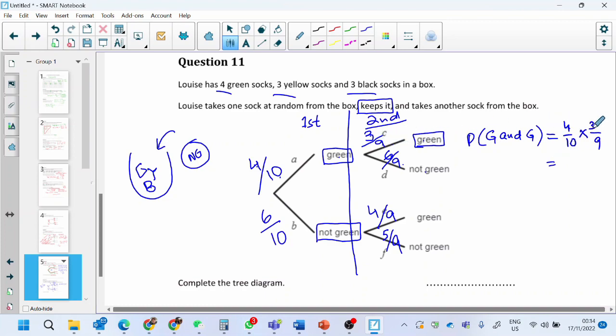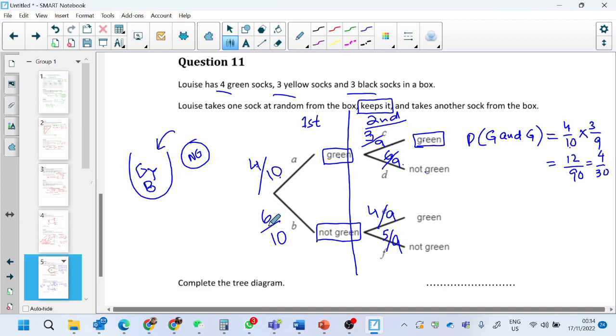So that will give you 4 threes are 12 and 10 nines are 90. Or if you want to simplify, 4 out of 30, or 2 out of 15. So this can be further simplified.